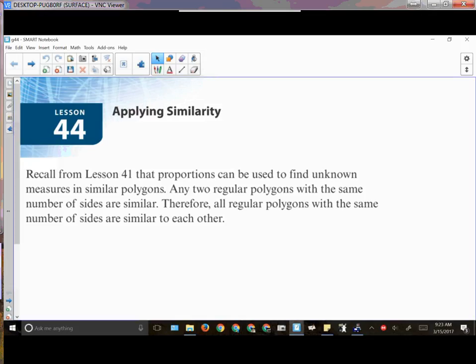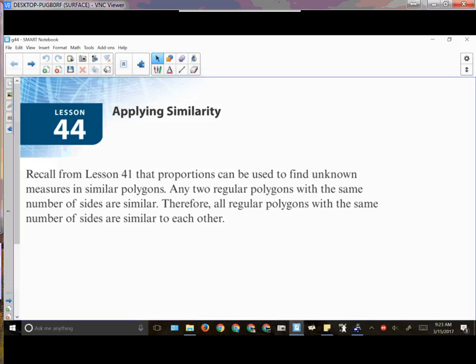All right, we're going to take a look at working with similarity. Now, we had taken a look at this a little bit earlier when it comes to the similar figures like we had looked at in 4-1.